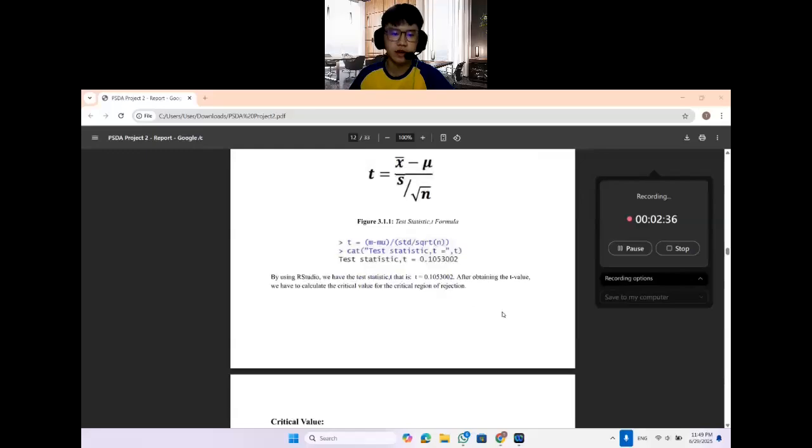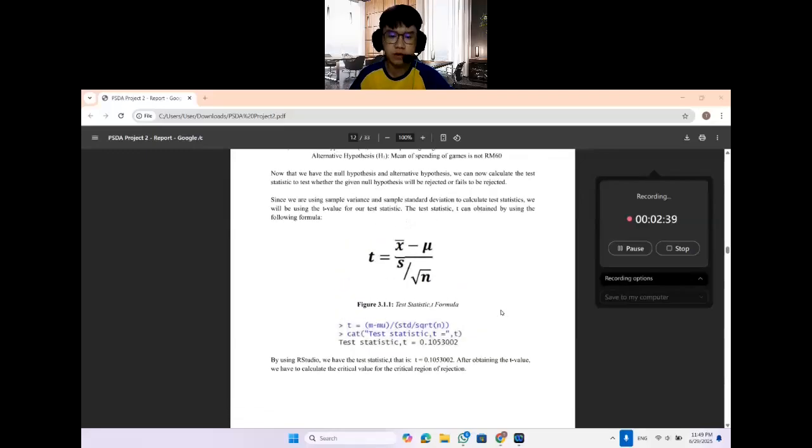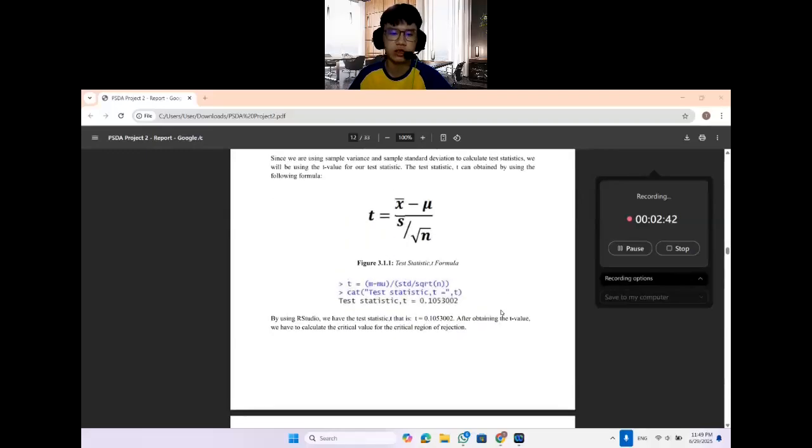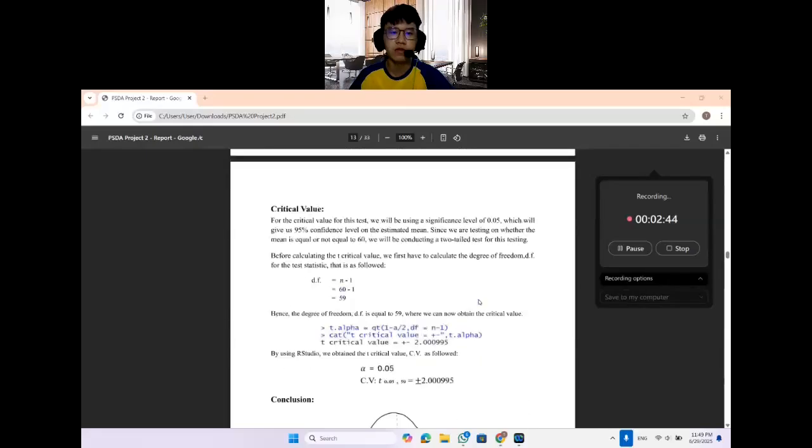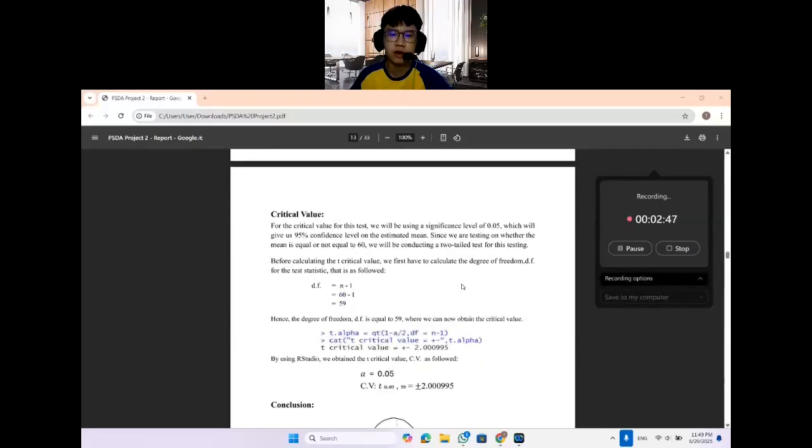After obtaining the t value, we have to calculate the critical value for the critical region of rejection. For the critical value, we will use the significance level of 0.05, which gives a 95% confidence level on the estimated mean. Since we are testing whether the mean is equal or not equal to 60, we will be conducting a two-tailed test.